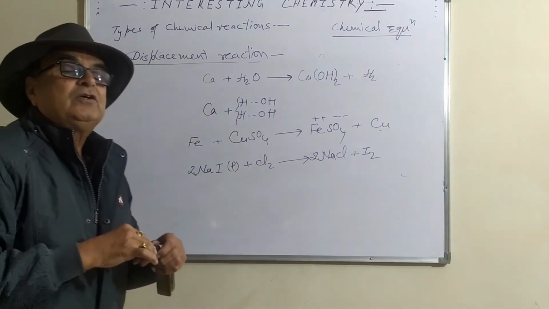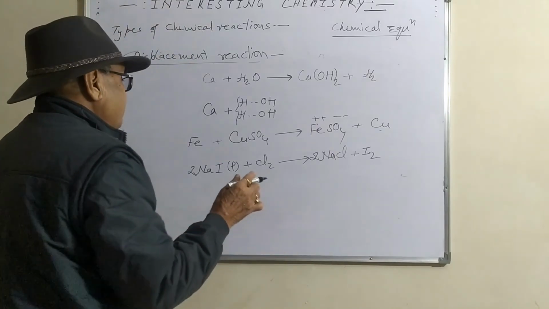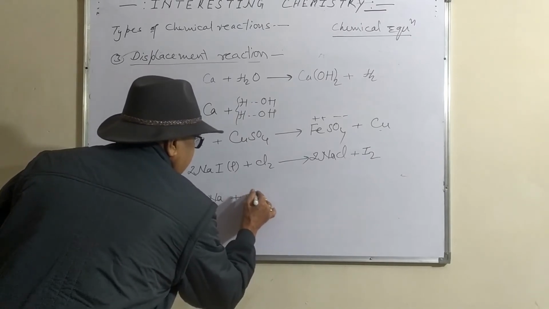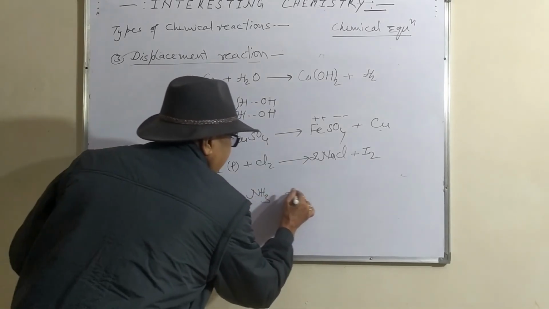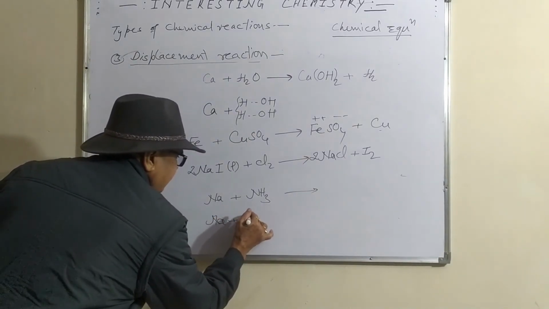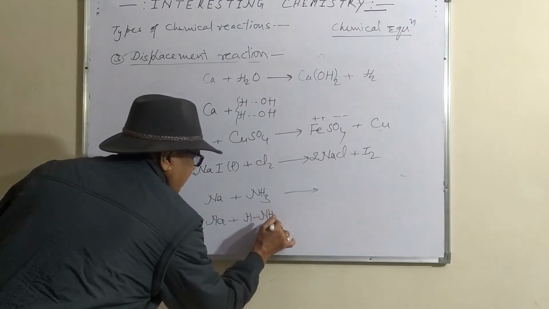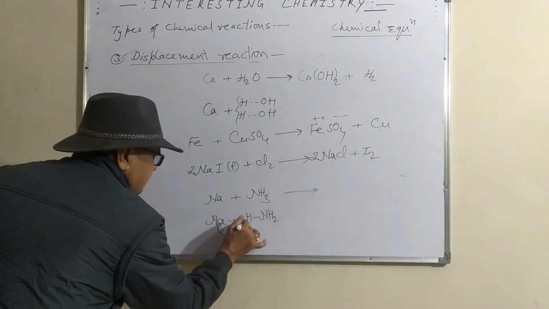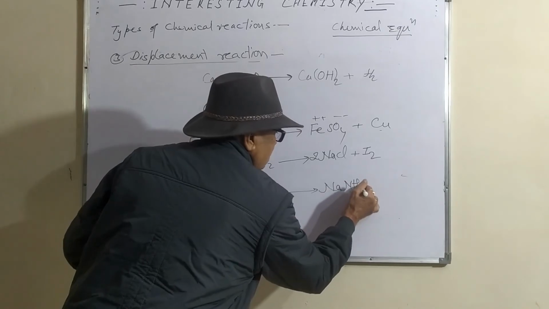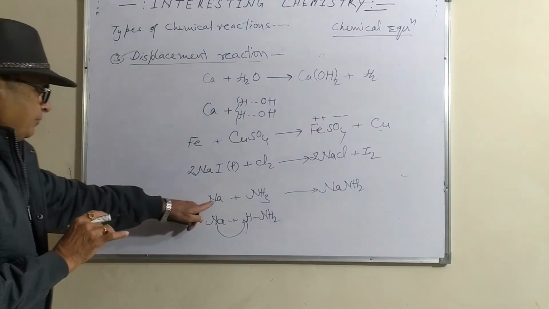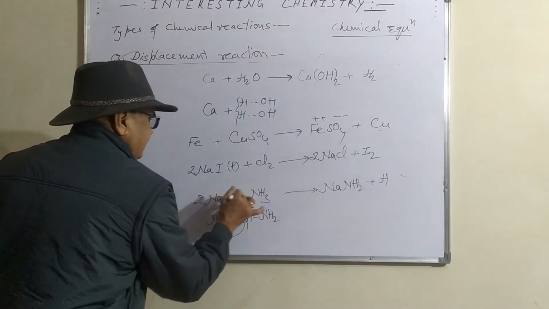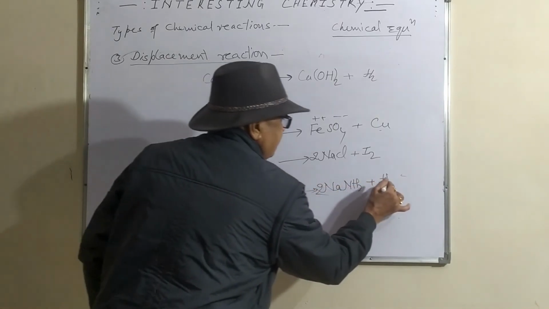Again, when you have studied so many equations, suppose there is sodium. Sodium is treated with ammonia. Write the formula of ammonia as NH3. Na will replace hydrogen. So this will be NaNH2, sodium amide, plus one hydrogen. So here, 2Na plus 2NH3 gives 2NaNH2 plus H2.